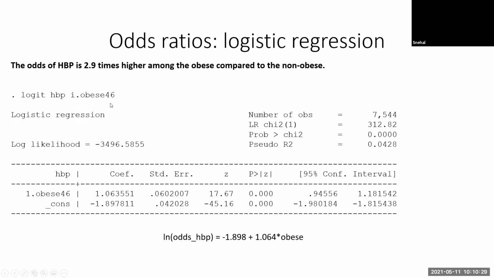So what this logistic regression is spitting out to us is saying the log odds of high blood pressure is equal to the constant, which is minus 1.9, plus this coefficient for obesity, 1.06, times whether you're obese or non-obese. Okay. Now, somehow from this equation, we're supposed to end up with an odds ratio of 2.9. So I'm going to talk you through now how we end up with that.